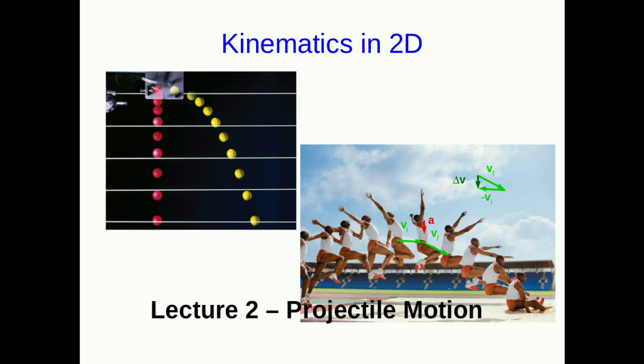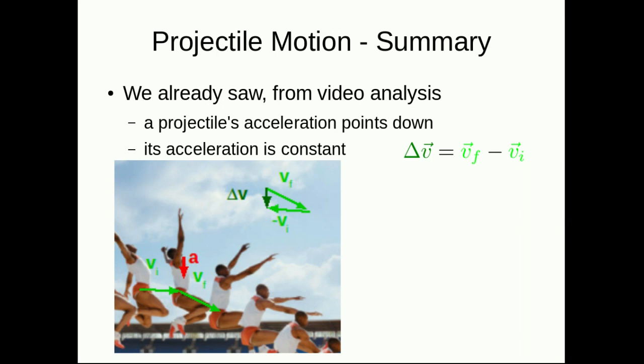At the end of last lecture, we had a little bit of a look at projectile motion, and we're going to take a much more detailed look at it in this lecture. We've already seen from video analysis that in projectile motion, the acceleration points down, and also we've seen that it's constant, and you'll see this in more detail in the lab. So let's think about a consequence of that.